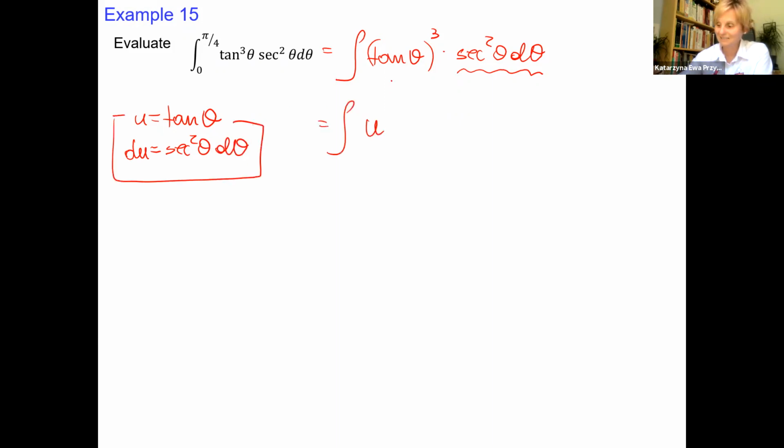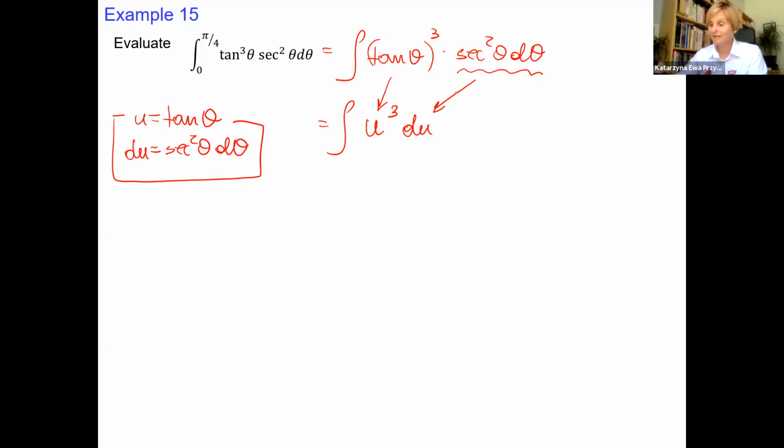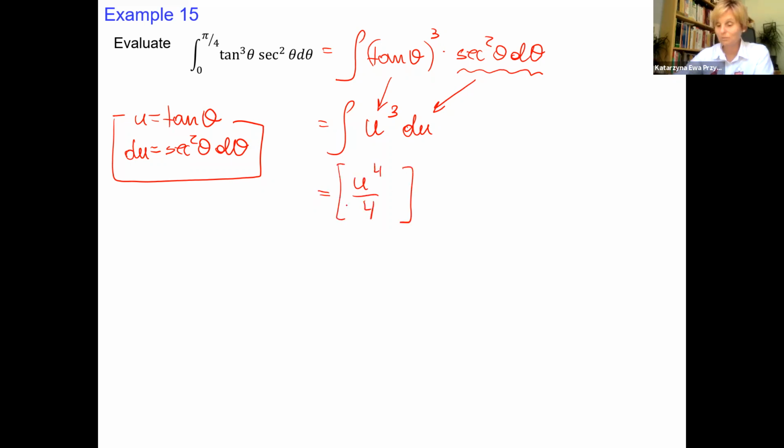So this is u cubed, and this is just du, secant squared theta d theta. Really nice. It's nice if one of the functions is the derivative of the inner function, then it's perfect. The integral of u cubed is u to the power of 4 over 4, and we will find new bounds, new limits of integration.